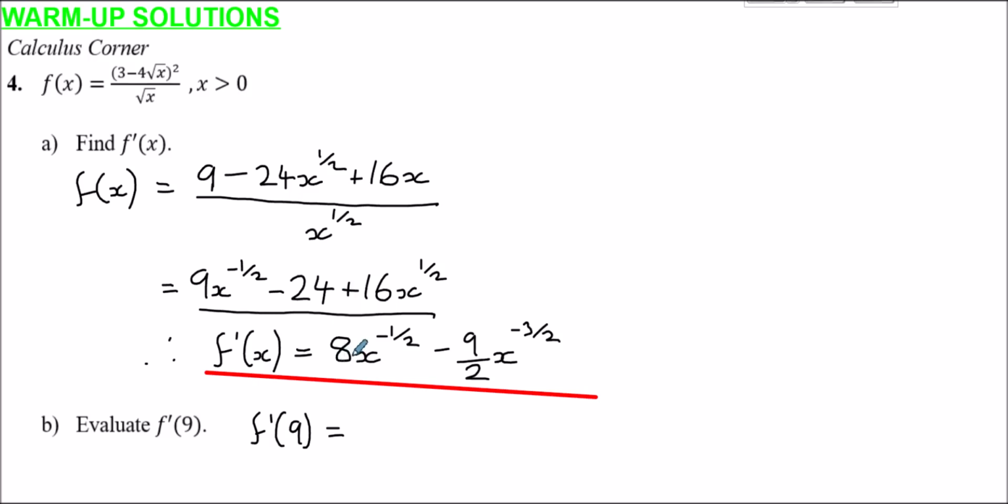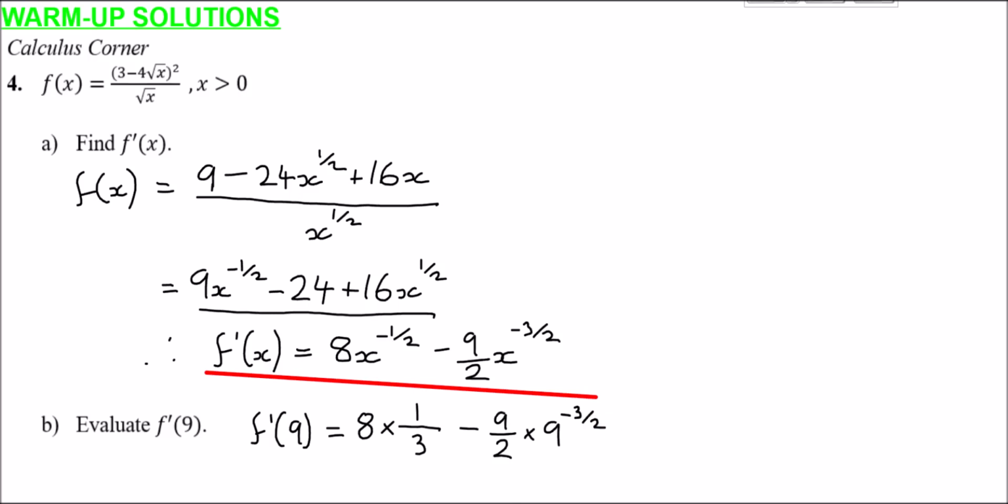And so 8x to the minus a half. That's going to be 8 times 1 over 9 to the half, which is the same as 1 over the square root of 9, which is 3. And again, you can use a calculator to do these directly if you'd like. Going over here, we're going to have minus 9 over 2 times 9 to the power minus 3 over 2.